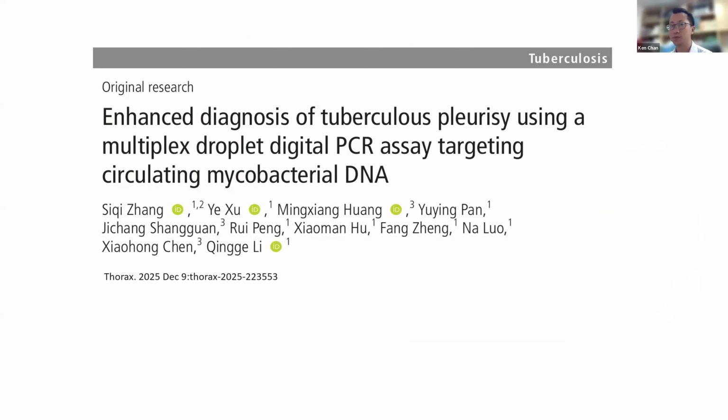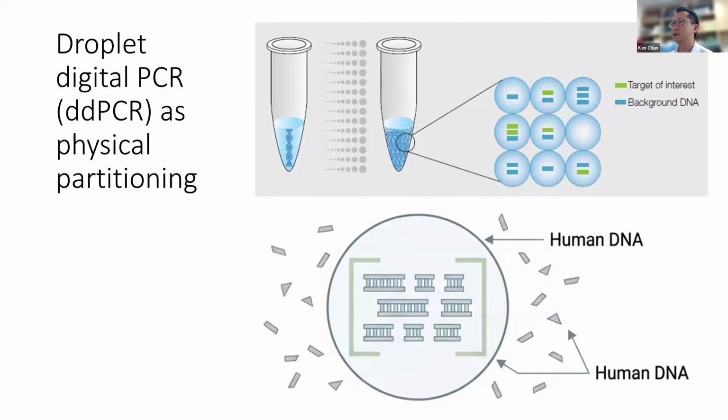This is an important paper from Thorax, published last year, also from China. They optimized the molecular techniques with 2 important things. The first is ddPCR, droplet digital PCR. It's a physical partitioning. Now, it was believed that there was much inhibitory action on detecting the TB DNA in the fluid because there is a large amount of human DNA surrounding the TB DNA.